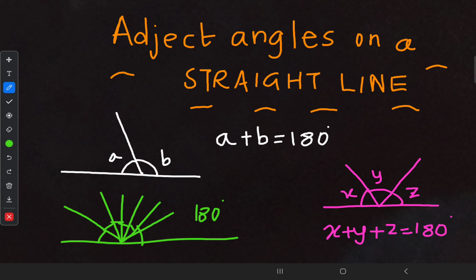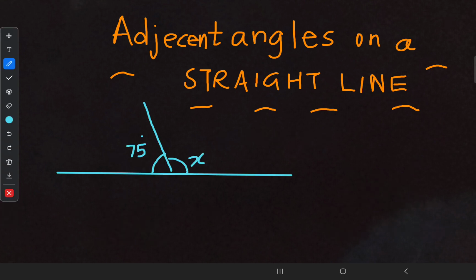That's what we call adjacent angles on a straight line. The summation of those will give you 180. Okay, look at this example.